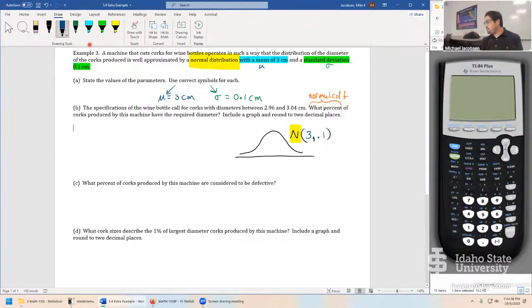So there's a normal model with center right at 3. And we want to know the percentage of the curve, the area from 2.96. Again, that's pretty far out there. So we'll try to just draw it in this way. 2.96, 4 standard deviations to the left, and 3.04, 4 standard deviations to the right.